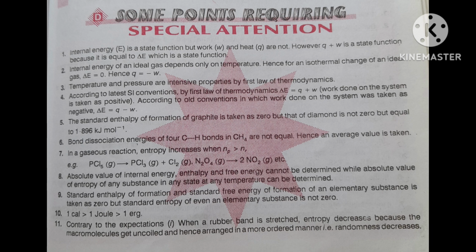This is an important point: internal energy of an ideal gas depends only on temperature. If there is no change in temperature, then delta E is equal to 0. Putting the value of delta E in the equation of the first law of thermodynamics, delta E equals Q plus W, with delta E equal to 0, hence Q is equal to minus W.